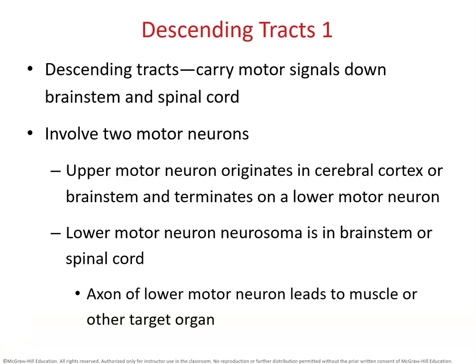So now we're going to look at some of the descending tracts. The descending tracts send signals from the brain down the spinal cord, and they involve two motor neurons. The upper motor neuron comes from the cerebral cortex or the brainstem, and it ends at the lower motor neuron, and then the lower motor neuron picks up. It's in the brainstem or the spinal cord, and it moves on axons extending out to the muscle or the other target organ that the neuron is going to be acting on.